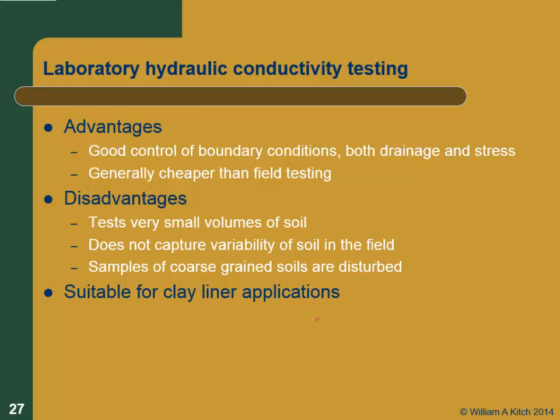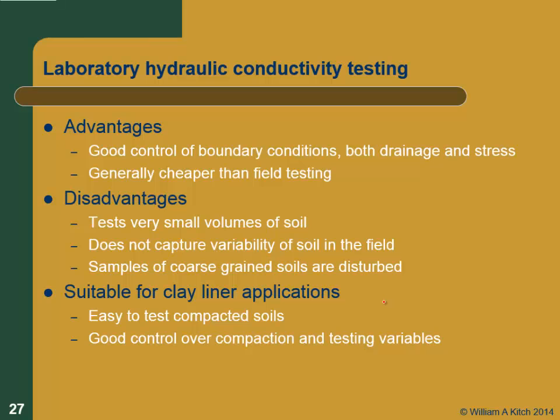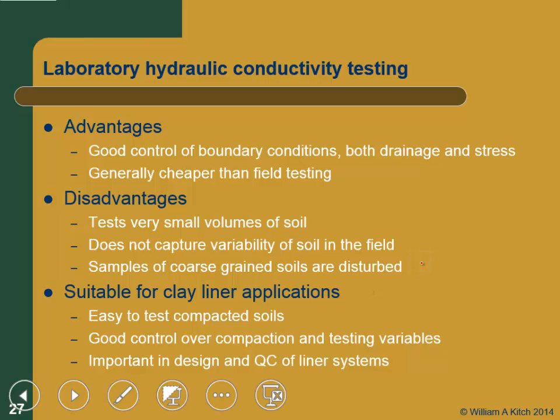These methods are suitable for clay liner applications because the clay liners are manufactured soils, and we're going to manufacture them in the lab in a way that's similar to the way we're going to manufacture them in the field. So they're fairly good tests to use on compacted clay soils, and they're really good for providing control over the compaction and testing procedures. And they're really important in doing quality control for liner systems. So we're going to spend a fair amount of time talking about liner systems.